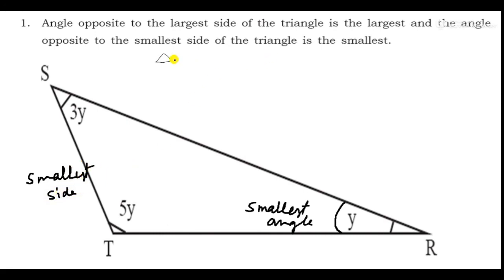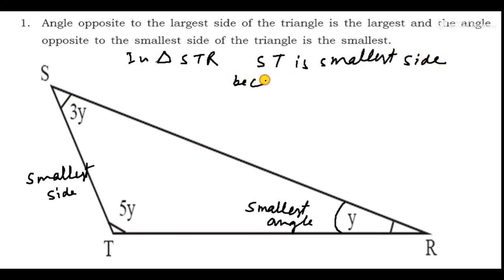So you can write in triangle STR, ST is the smallest side because the angle TRS is smallest. That means in front of the smallest angle, the side is smallest in any triangle.